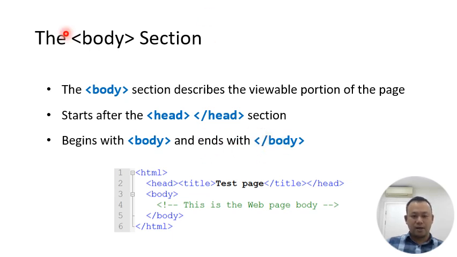Here we have some key elements that can be included within the body section. So we have tags and headings, we have links and anchors, and we have division and section.